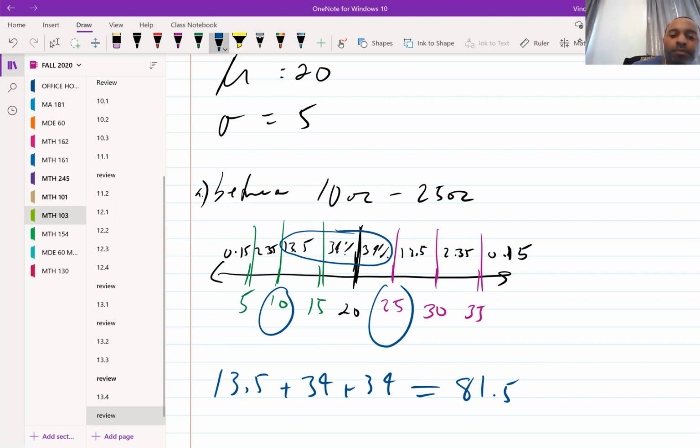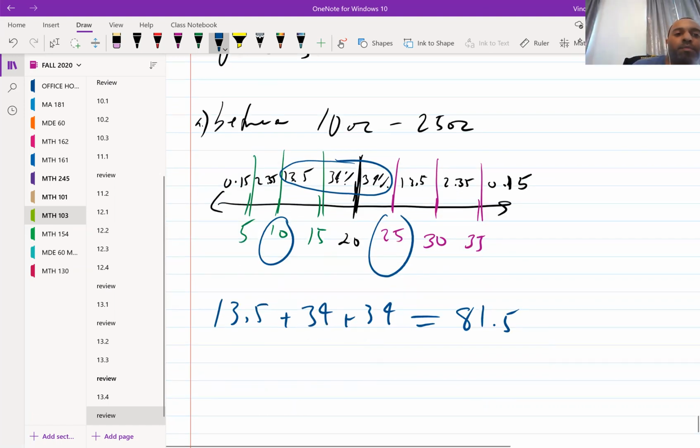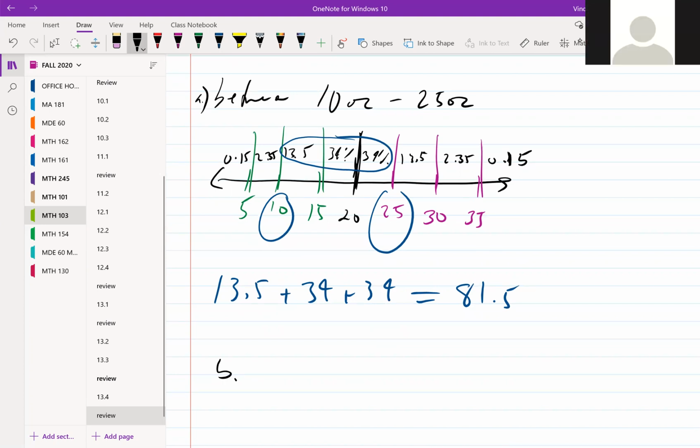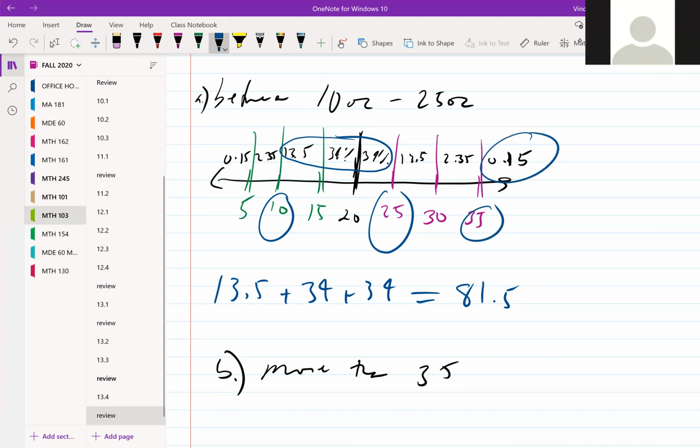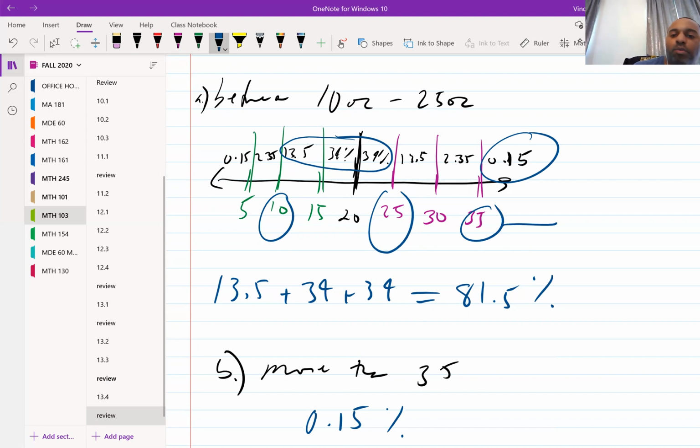Yeah, it's all good. And then B, that was what? It says, what percent of the particles weigh more than 35 ounces? Yeah, so more than 35. You go to your 35, which is here, and then more than 35 is just the 0.15. We're talking about more than, so it would be to the right of it.